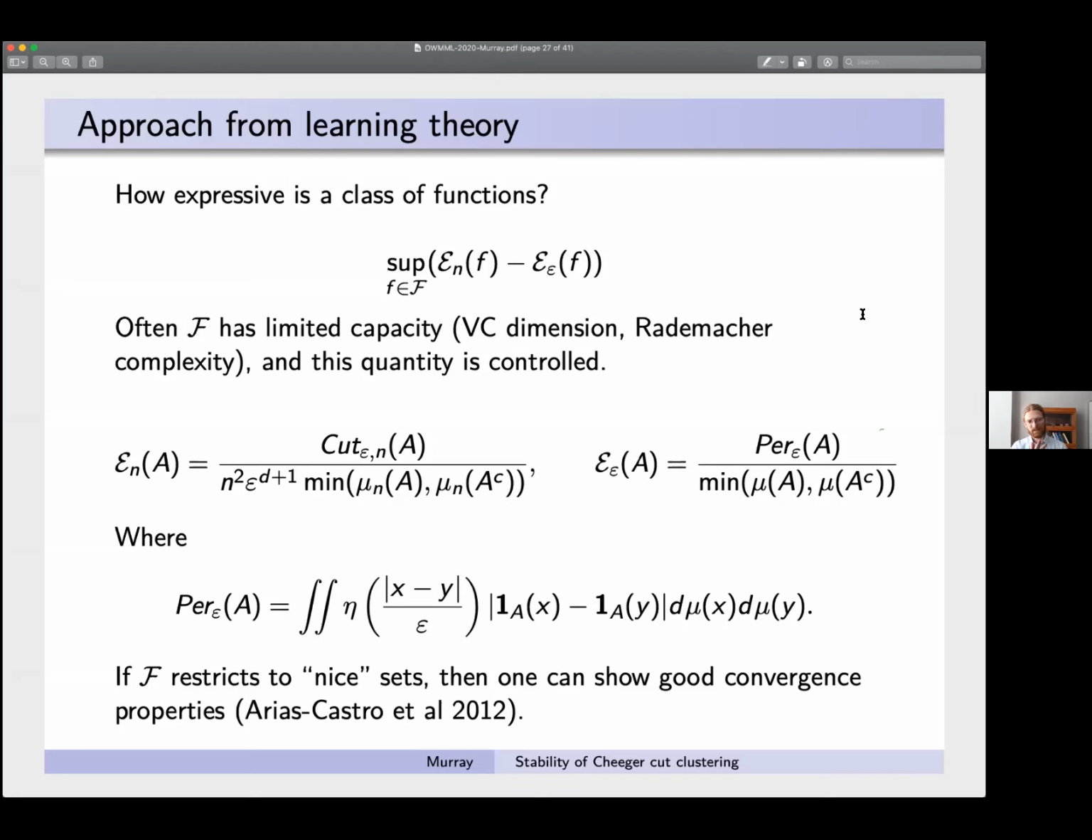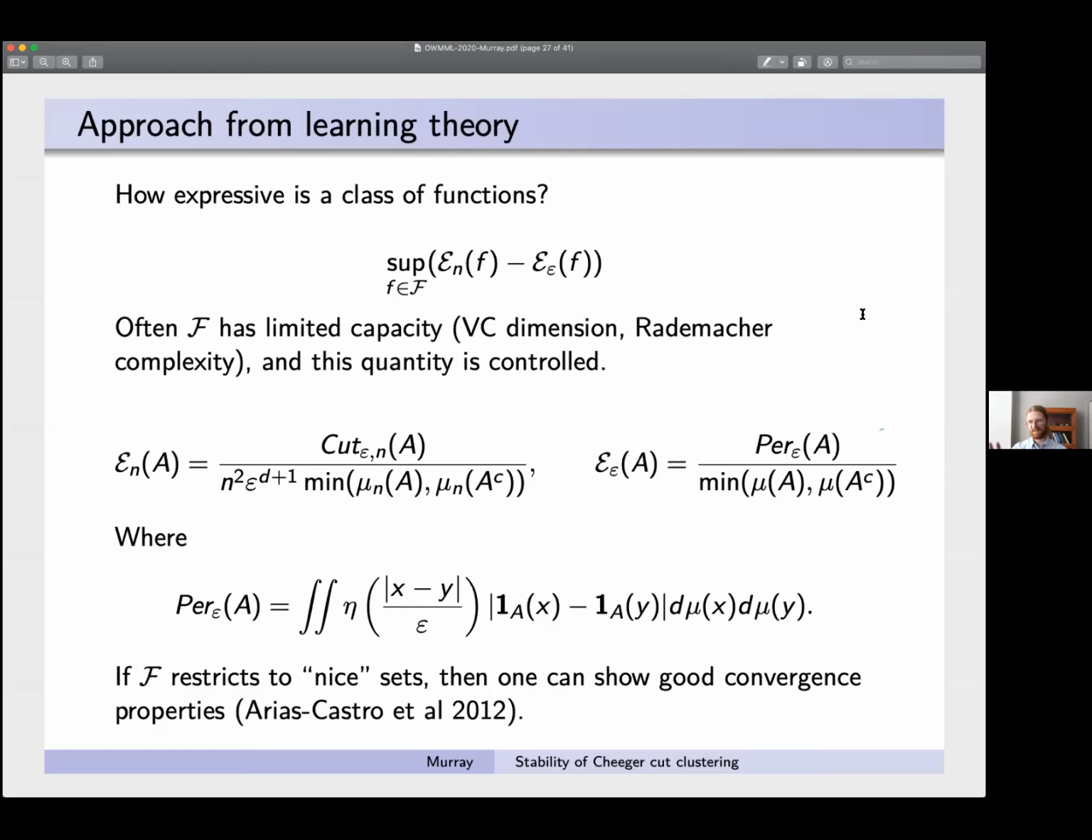Okay, so I've written this in kind of a funny way, which would maybe be more familiar to people who do VC theory. But basically we're saying, look, if I compare some empirical energy E_n with some limiting energy E_epsilon, or some kind of mean energy E_epsilon, and then I can look at the supremum over functions in some function class F, then as long as that function class F isn't too expressive, then in some limit I can control the difference between these two quantities.